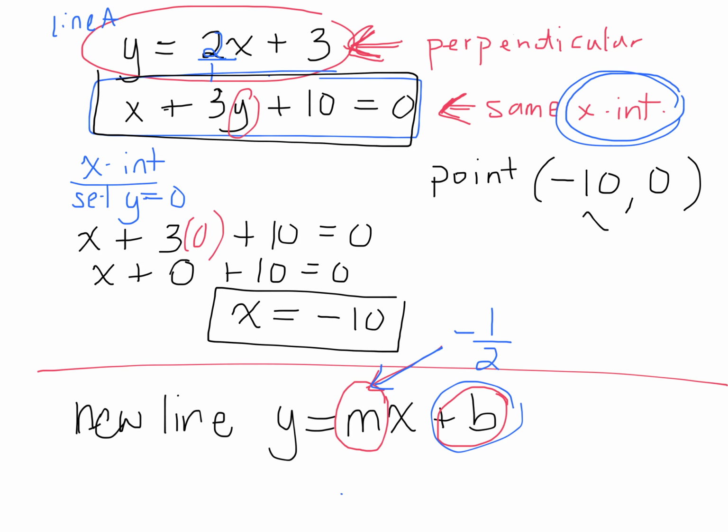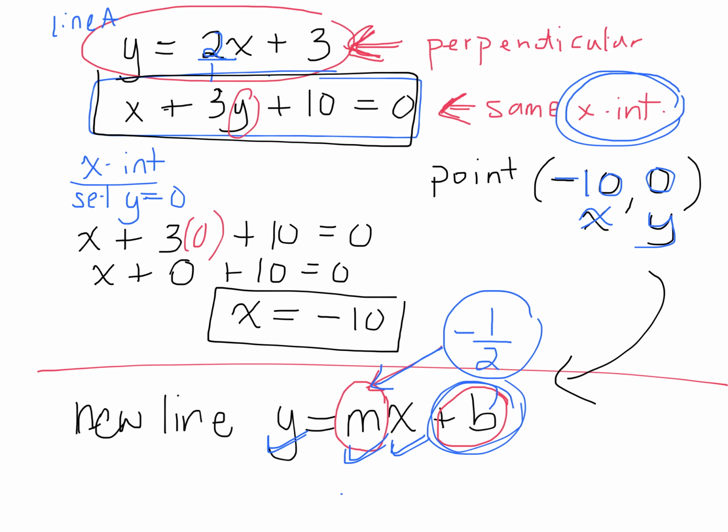We know a point on our new line. It has to have that point on the line, okay? So we know it has to have negative 10 and 0 for x and y, and we know that m has to be negative 1 over 2. Now can you find b? How do we find b if we are given x and y and we are given m? We figured all of that out. Can we find b? How? Plug it in and isolate for b. Do that right now if you didn't do this already.